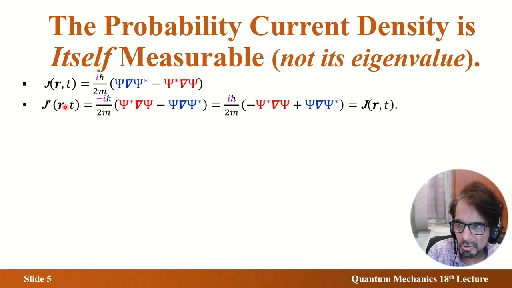You take its complex conjugate: iota becomes minus iota, this thing becomes psi star, and the gradient of psi star, the complex conjugate of the complex conjugate is no complex conjugate, psi, and the same process is done here. And now you keep iota here and take minus inside. I take minus inside here, and this becomes a minus here, and in the second term minus becomes plus. And now you note it's the same thing.